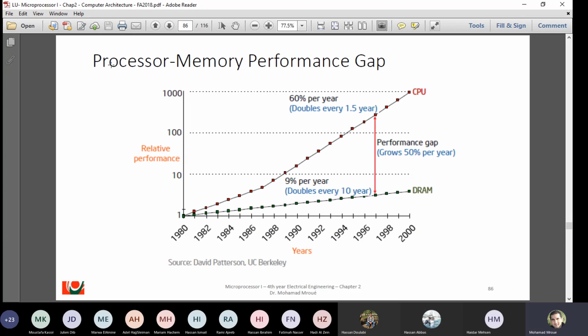So here we represent the processor-memory performance gap. I'm showing the gap between the increase in CPU performance compared to the dynamic RAM. Here I'm talking about relative performance. Okay. So it grows 50% per year. Here I'm talking about the performance gap.